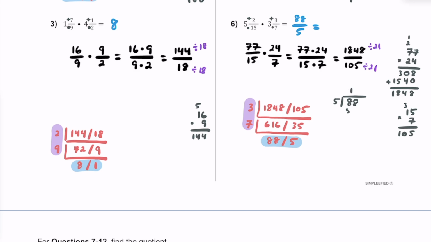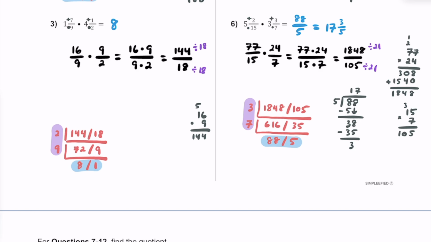1 times 5 is 5. 8 minus 5 is going to be 3. If you bring down this 8 here, 5 goes into 38 7 times. 7 times 5 is 35, sorry. And then we subtract here, we're going to get 3. So what would our mixed number version be? It would be 17 and 3 fifths.